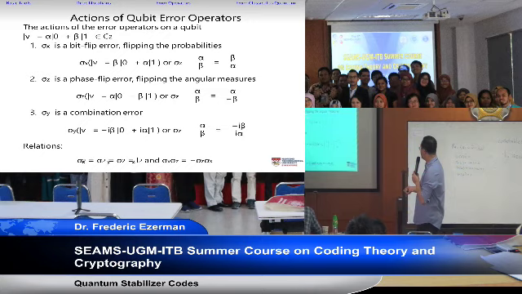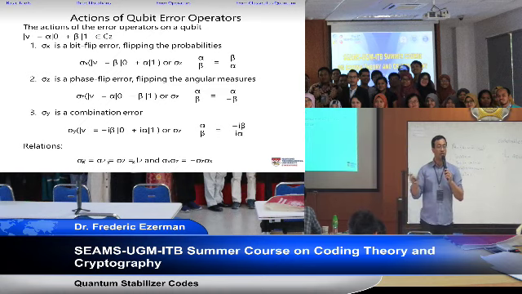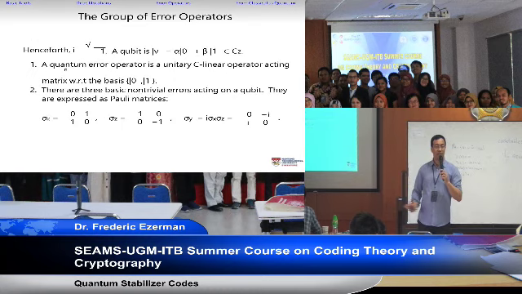Sigma z is a phase flip error. It flips the angular measure. Okay? And sigma y is a combination error. You have sigma z, you have sigma x, and then after that you multiply by I, the complex square root of -1. Is that clear? Now, again, the state you can think of as a vector. The operator you can think of as a matrix.